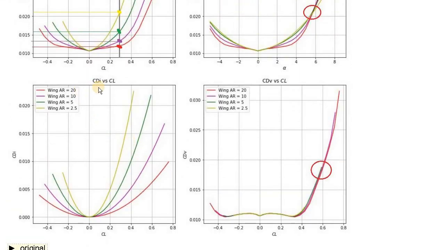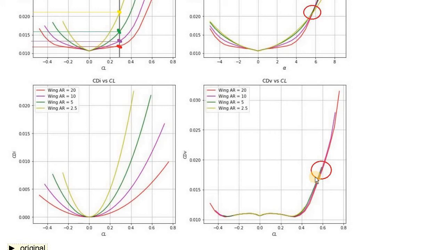Then we look at the induced drag. So the induced drag is again expected. So we have the smallest induced drag for the long wing, and we have the highest induced drag for the short wing. And then something interesting, so we look at the viscous drag.